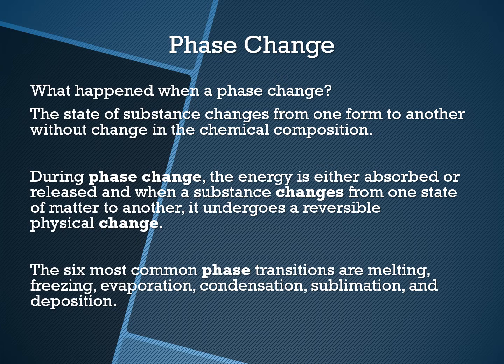Okay, as I indicated earlier, the examples and the terms used were all reversible. From solid to gas, and then from gas to solid. The six most common phase transitions are melting, freezing, vaporization or evaporation, condensation, sublimation, and deposition.